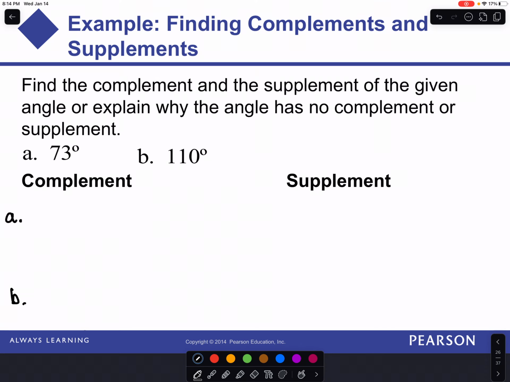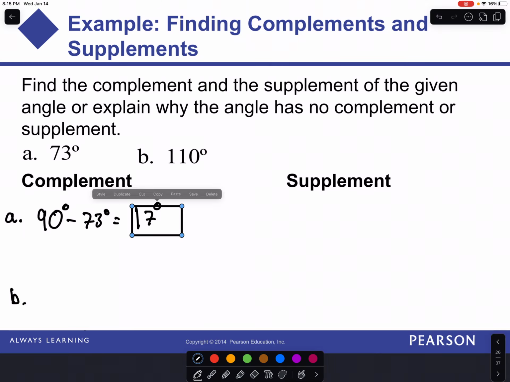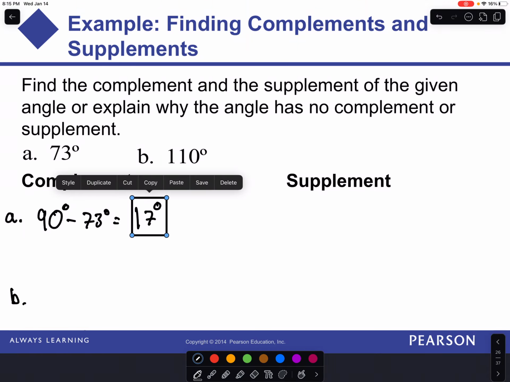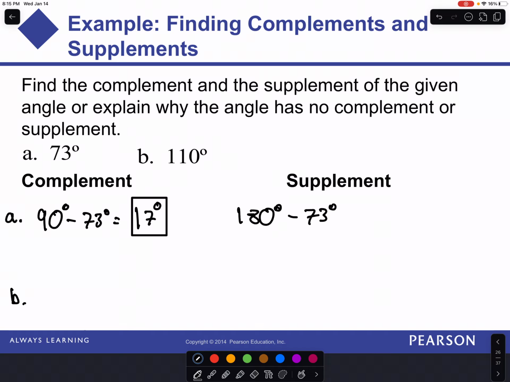So then the complement of 73, we would do what, 90 minus 73? What is that, 17 degrees? So the supplement, we wanted to add up to 180. So we'd say like 180 degrees minus 73 degrees. If that were 80, that'd be what, 107?